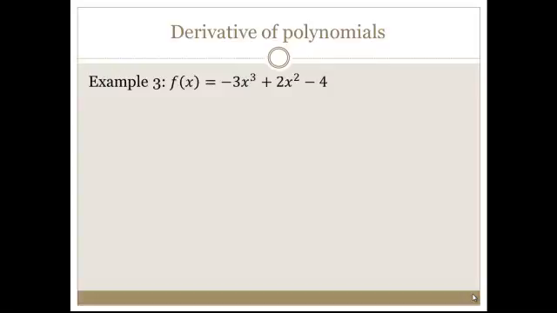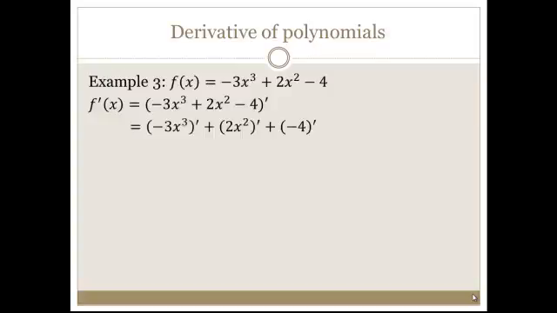For one more example, let's look at the function negative 3x cubed plus 2x squared minus 4. Computing the derivative here, again we want to break it up into its terms. So we have the derivative of negative 3x cubed plus the derivative of 2x squared plus the derivative of negative 4. Factoring out the coefficients, we have negative 3 times the derivative of x cubed plus 2 times the derivative of x squared plus the derivative of negative 4.